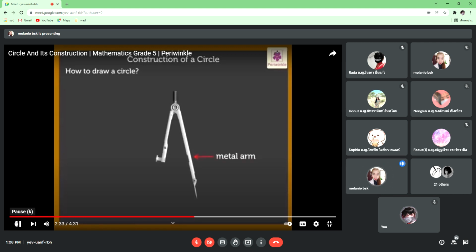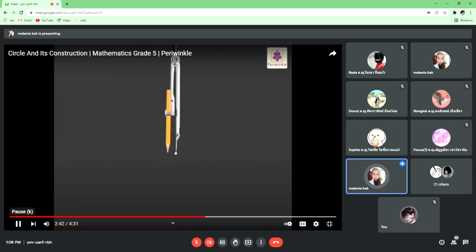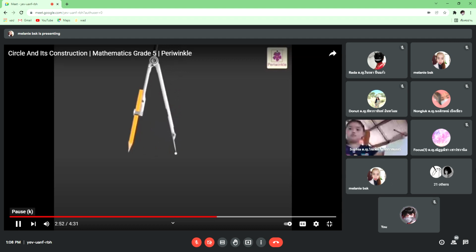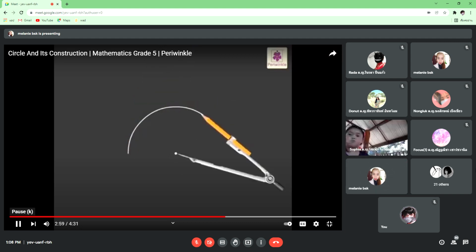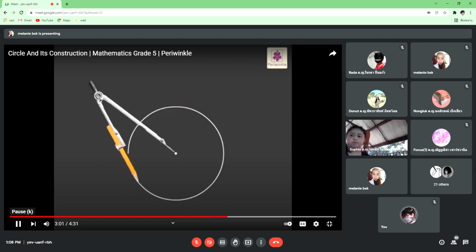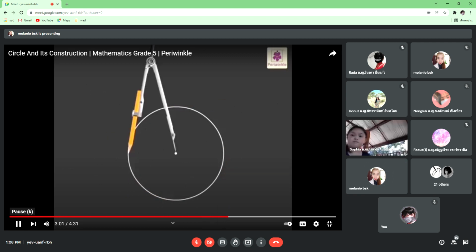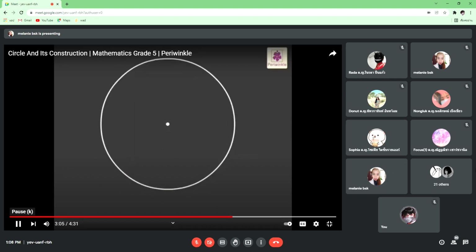We have the metal arm and the pencil arm, connected by a hinge. Step 1. Keep the metal point of the compass firmly on a fixed point. Step 2. Stretch the arm of the compass that holds the pencil. Step 3. Move the pencil arm around, keeping the metal arm fixed. Hey, look, we have drawn a circle.